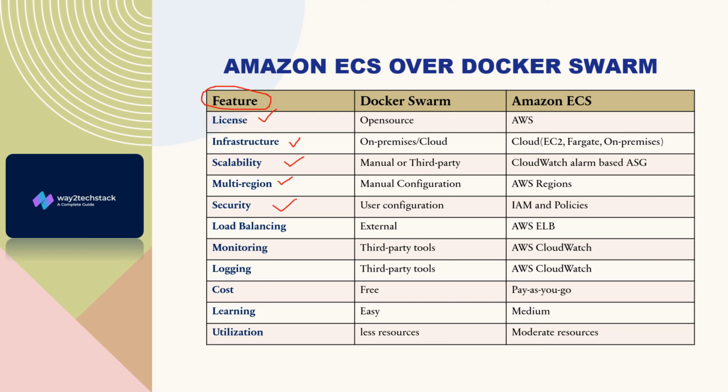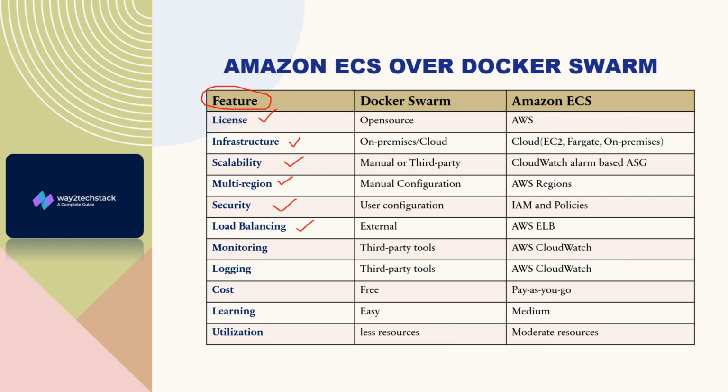What about security? We have to manually configure, which comes under user configuration in Docker Swarm. Whereas in Amazon ECS, I can use IAM service like users, roles, and policies for authentication and for authorization.